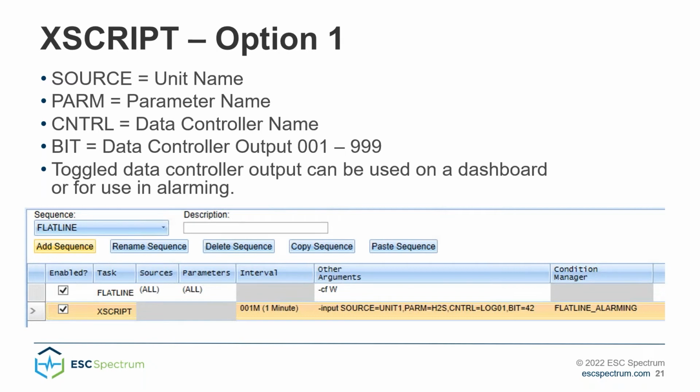And again, this toggles the data controller output. It can be used on a dashboard, for instance, if you want any operators who might be looking at that dashboard to see, okay, this data is flatlined, and you can put up a little indicator light on that dashboard, or you can use it for various other purposes and alarming within your configuration.